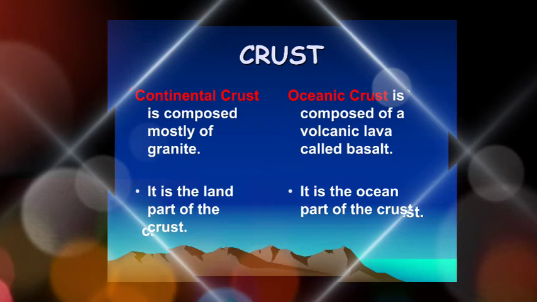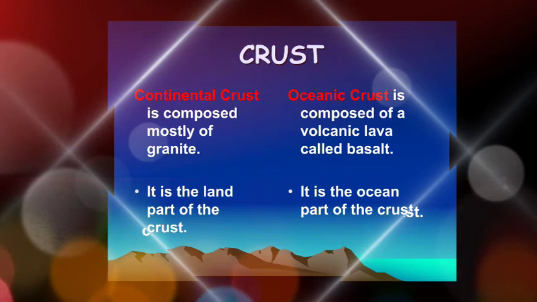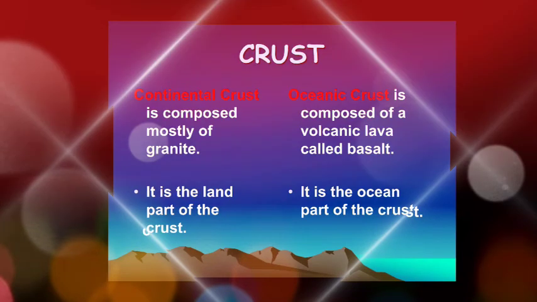The reason for this is the composition of the rocks found. For oceanic crust, as mentioned earlier, it is composed of basalt, while continental crust is composed of granite. Or simply saying, continental crust is the land part, while oceanic crust is the ocean part of the crust.